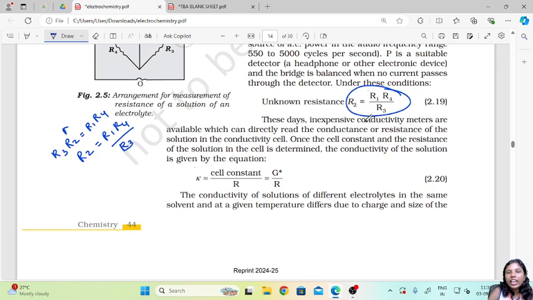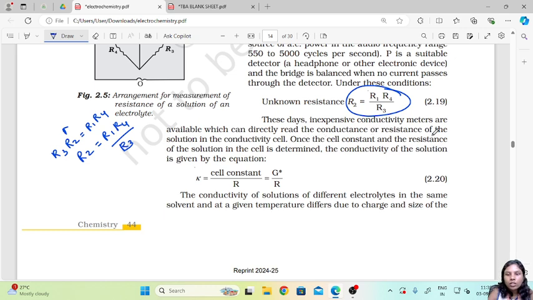Now these days many inexpensive conductivity meters are available which can directly read the conductance or resistance of the solution in the conductivity cell. So nowadays we have ample conductometers. You directly insert the electrodes into the solution whose conductance you want to find out, and they directly give you the value of the conductance.